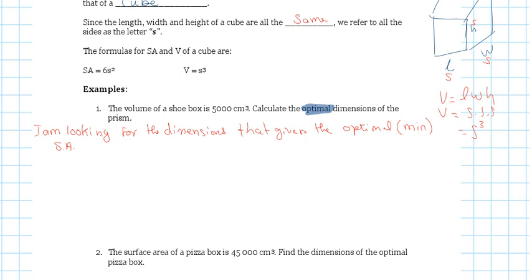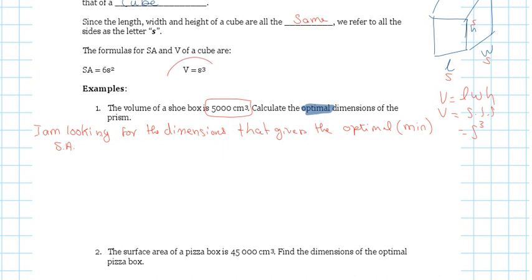Now, how can I find this dimension given the volume? Where do you want to start? Because they gave me the volume, I have to use the volume formula, right? So what's my volume formula for a cube? I know the shape has to be a cube, because that's my optimal shape. So the volume formula, because they give me the volume, I have to start with the volume formula. Okay? So my volume is S cubed, and I know that my volume is 5,000.